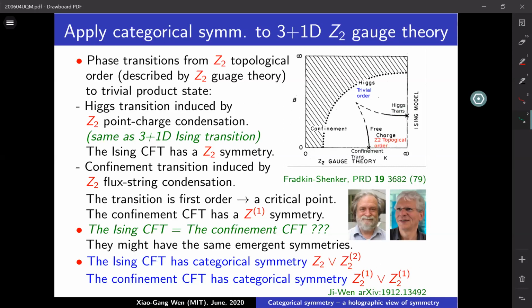Xiao Gang? Yes. So it sounds like you want to say that these categorical symmetries are all somehow anomalous. So actually, with both symmetries, it must be gapless. Yeah, that's a very good question. So when you have both symmetries, they're gapless. This looks like something anomalous. But is there a proof, something that you can show?